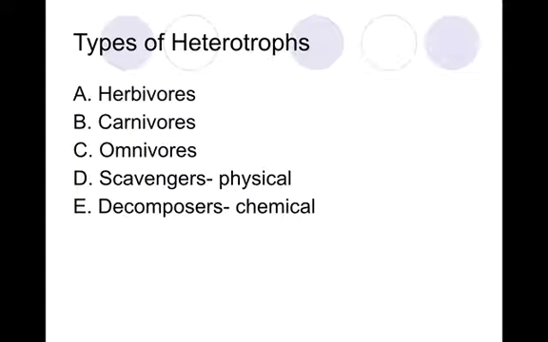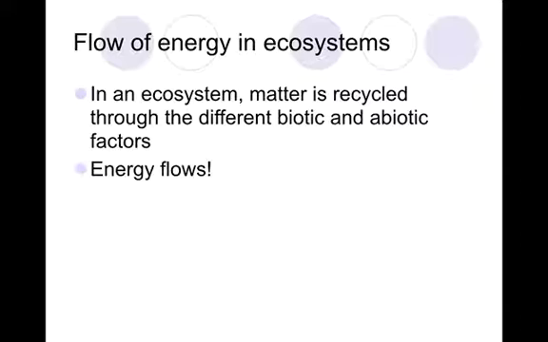Now, the types of heterotrophs or consumers we have are called herbivores, they eat plants, carnivores, flesh, omnivores, both. Scavengers are going to physically decompose or break up dead organisms, and decomposers will chemically break down dead organisms. So, those are the types of consumers or heterotrophs. Remember, our autotrophs are called producers. So, the flow of energy in this ecosystem is that this energy flows through each one of these, and they are recycled through different biotic and abiotic factors.